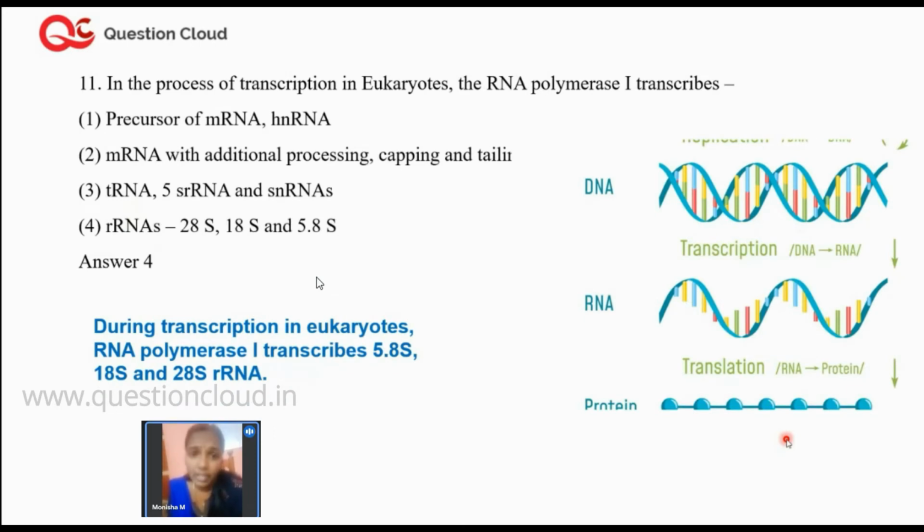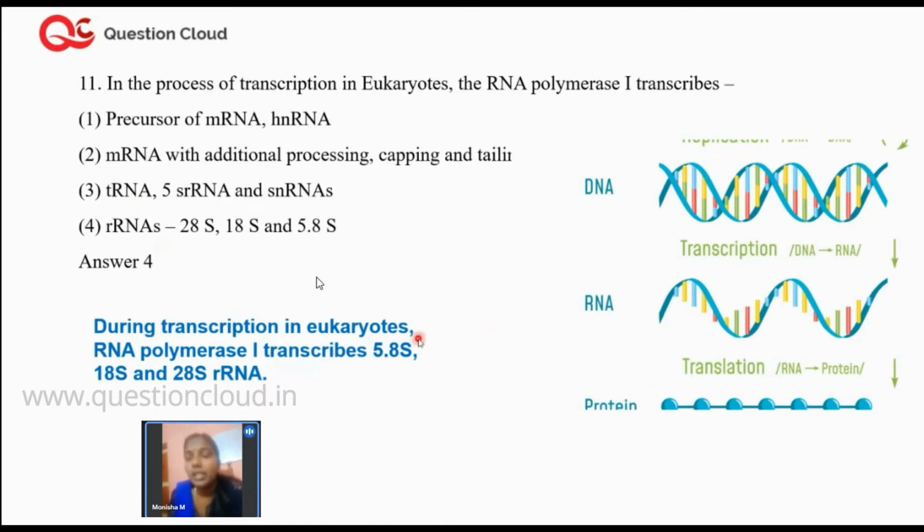Now, the 11th question that we'll be discussing in today's session is: in the process of transcription in eukaryotes, the RNA polymerase transcribes option 1, precursors of mRNA, hnRNA; option 2, mRNA with additional processing, capping and tailing; option 3, tRNA, 5sRNA and snRNAs; option 4, rRNAs, 28S, 18S and 5.8S. Let us discuss this question in detail.